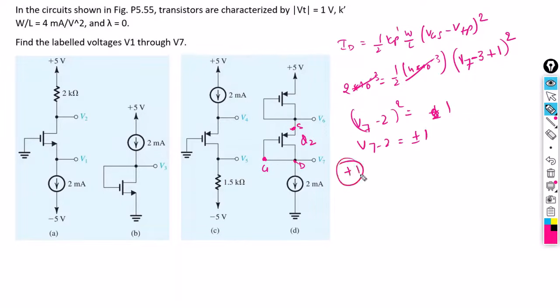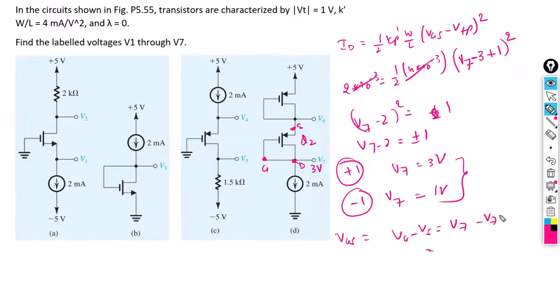Sorry, only 1. So V7 minus 2 will be plus minus 1. When we take plus 1, V7 will be 3 volt. When we take minus 1, V7 will be equal to 1 volt. So out of these two values, we have to select only one value. So let's say if V7 is 3 volt, then you can see VGS for Q2 transistor will be VG minus VS. It will be V7 minus V6. So let's say we are selecting 3, then it will be 3 minus V6, and V6 is 3. So it is 0, which means it is greater than threshold voltage of PMOS transistor, which is minus 1 volt.